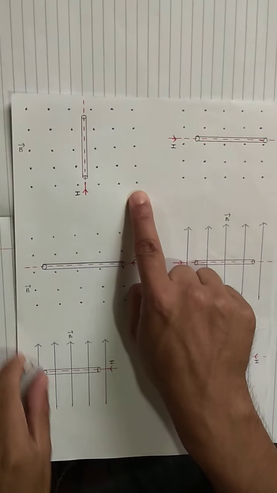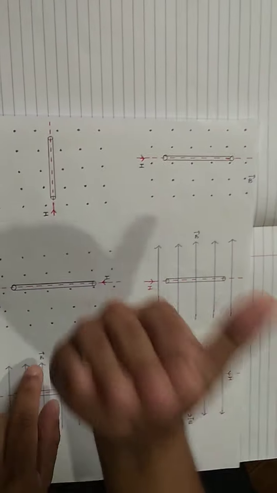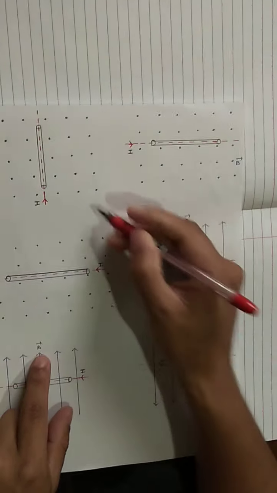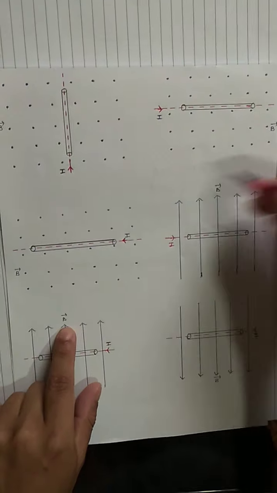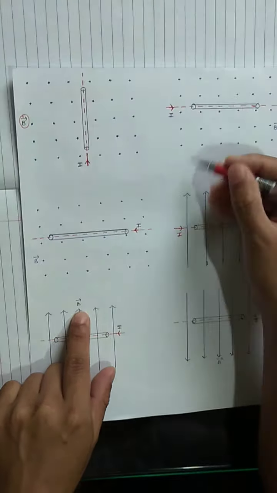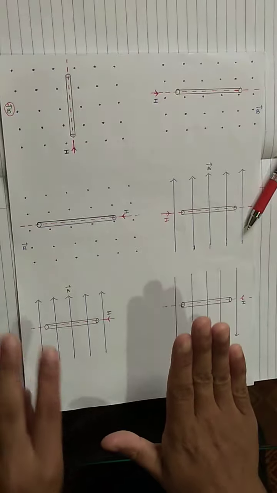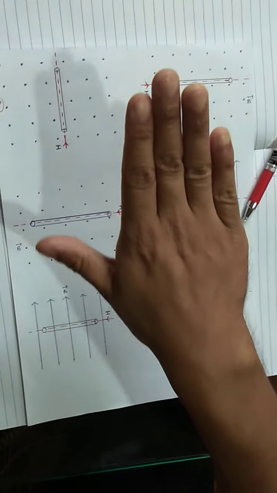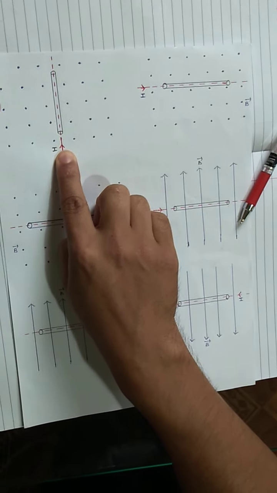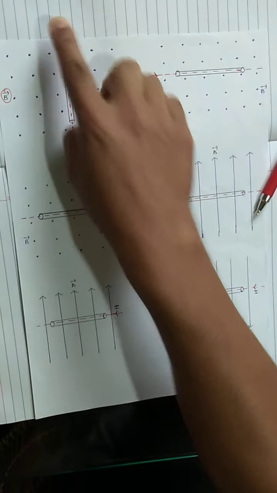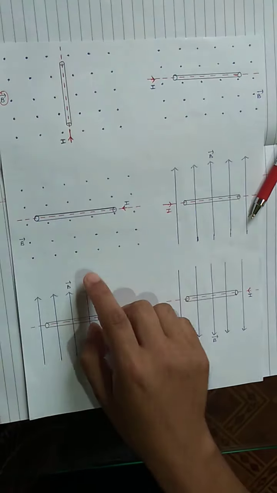Next, some illustrations in which the magnetic field is pointing in the upward direction, represented by these dots. All these dots represent the magnetic field, which is pointing in the upward direction. So again, make use of your right hand thumb rule, right hand palm rule. From here, the direction of the current is from the lower to the upper part.